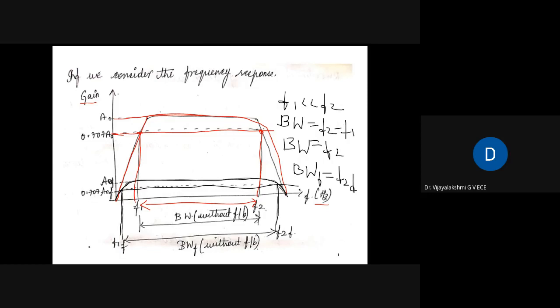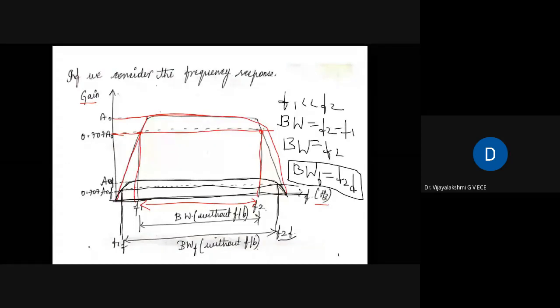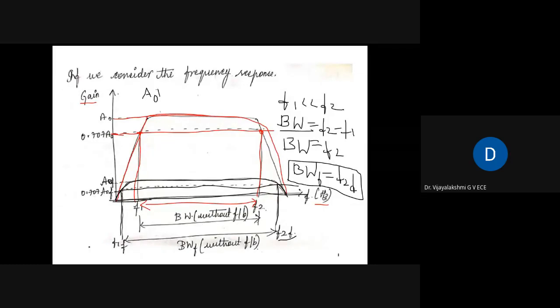You can see this is the frequency. I'm increasing the frequency from the lower frequency to the higher frequency. So F2F is large, F1F is very less. So I can say the bandwidth with feedback is F2F. Now when I take the product of A naught and this bandwidth without feedback, it will be the same as A naught F into the bandwidth with feedback.